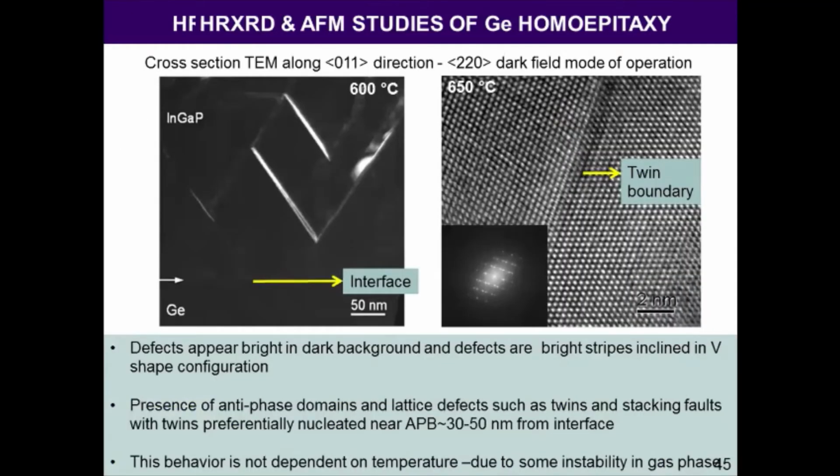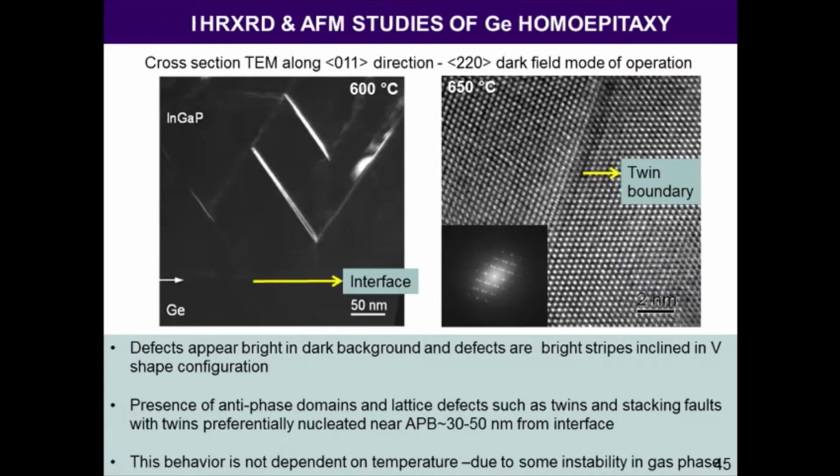Then in the case of electro epitaxy, what are the issues we come across? Say, for example, in the case of indium gallium phosphide on germanium, where germanium is the substrate. Here we see the transmission electron microscope cross-sectional view along the 011 direction. You can see this is the interface, this is the germanium substrate, and this line represents the interface. And here on the indium gallium phosphide epitaxial layer you see a V-like pattern, and this V-like pattern shows the defects present in the system.